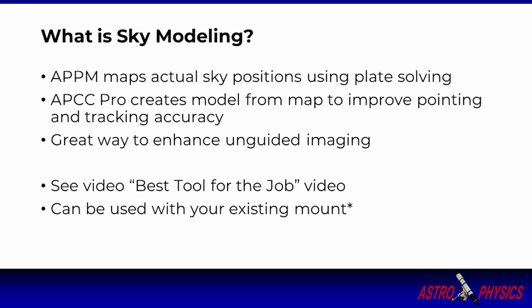Sky modeling is a relatively recent software innovation primarily for astro imagers. Sky modeling maps sky position and, using plate solving, builds a model based on actual measured positions in the sky rather than theoretical ones. The software then uses this information to refine the mount accuracy for both pointing and tracking. Sky modeling is so good that in many instances it can be used for unguided high-resolution imaging. More details on sky modeling and where it fits into mount performance strategies is covered in another video linked here and in the description below.